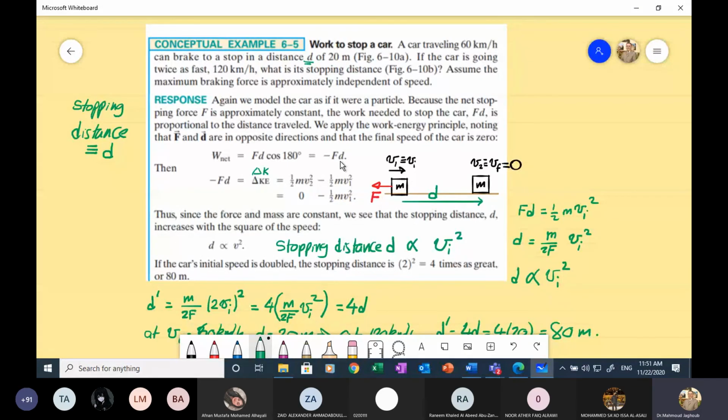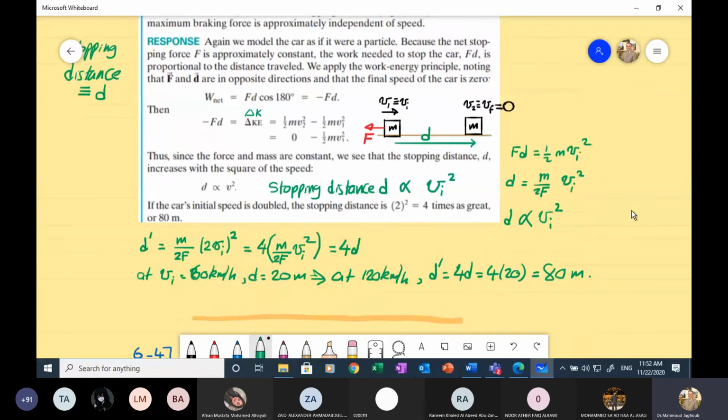What should this net work be equal to? It should be equal to delta K, which is the change in kinetic energy. So minus F times d will be equal to half m v final squared, which is 0 because the car has stopped, minus half m v initial squared. He called it v1 squared, I call it v initial squared. It makes no difference. Now, if you use this formula, the minuses cancel out, and you can see very simply that F times d equals half m v initial squared, which is the force times the stopping distance, which gives the work, equals the initial kinetic energy, and therefore d, which I want, equals m divided by 2F into v initial squared.